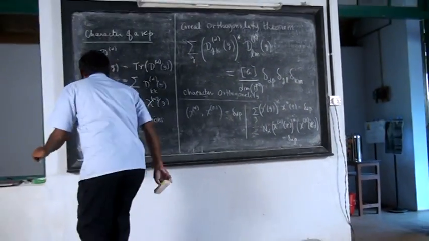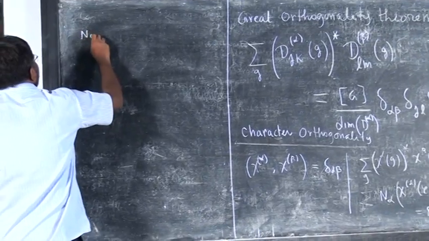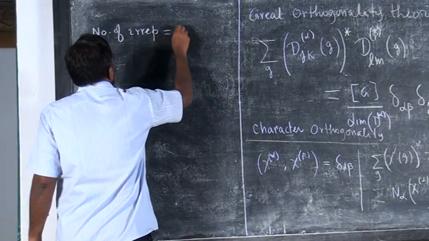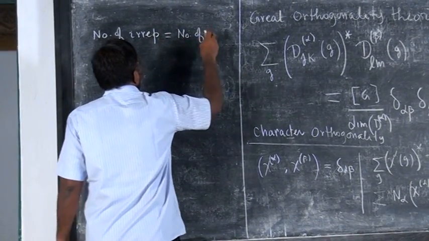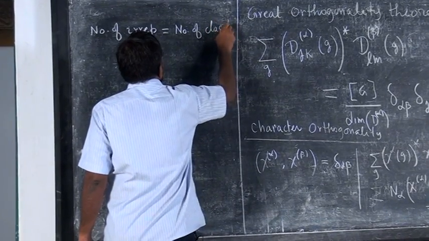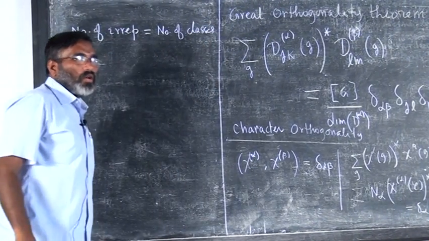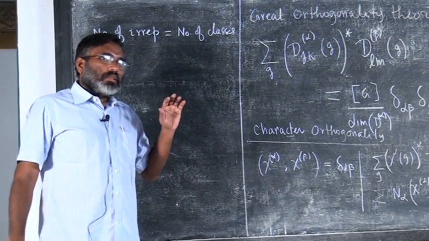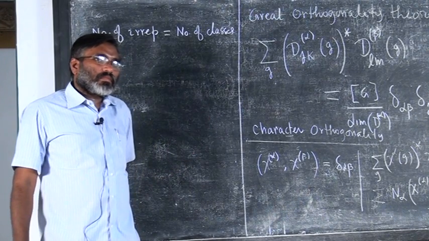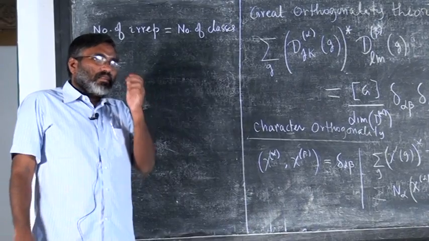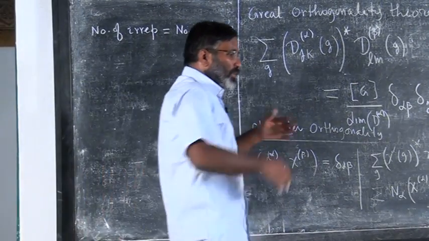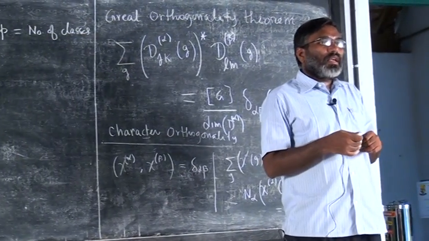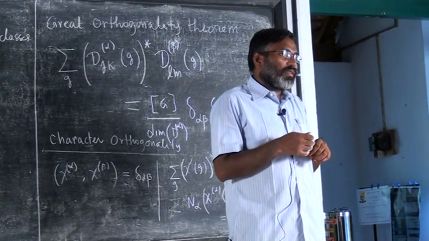Now, we can draw a very important conclusion from here. The number of irreducible representations is equal to the number of classes. How many irreducible representations will be there for a given group? They are equal to the number of classes, because within the class elements are anyway related by a conjugacy operation. So the number of irreducible representations is equal to the number of classes.